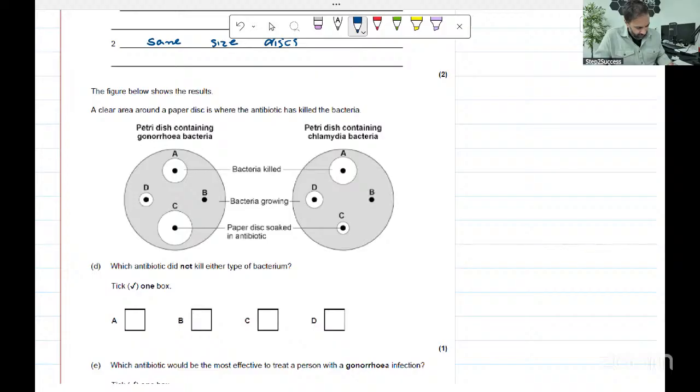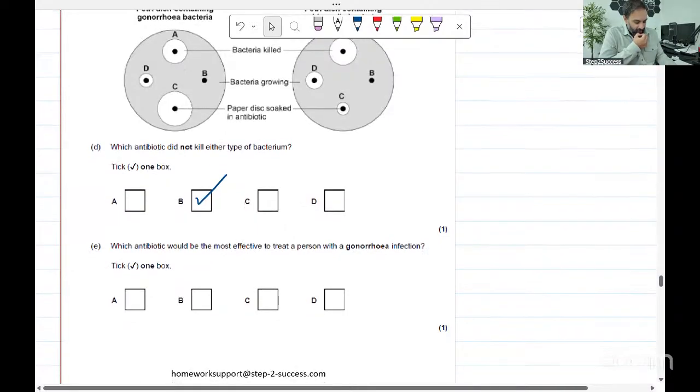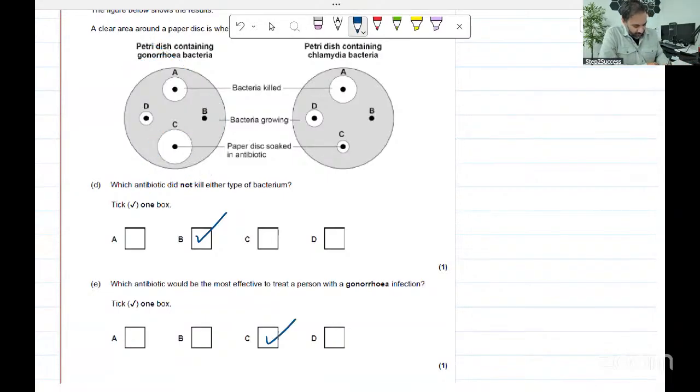B, because there's no circle around it. So B. Which antibiotic would be the most effective to treat a person with the gonorrhea infection? It's the one with the biggest circle around it. So gonorrhea is this one here. That looks like C with the biggest circle around it.